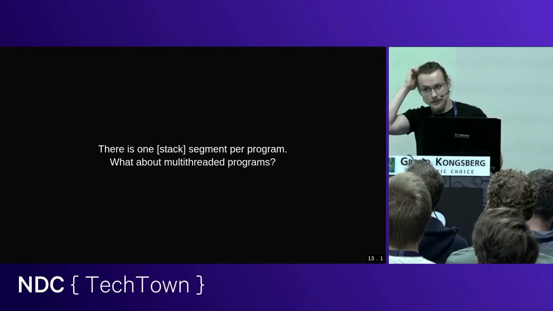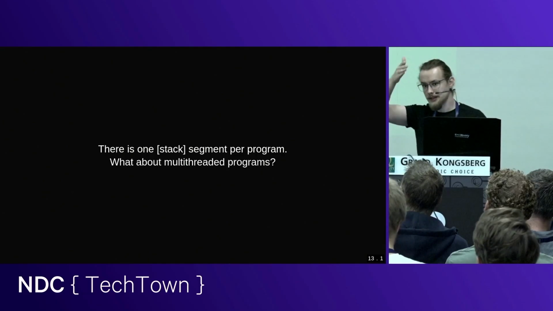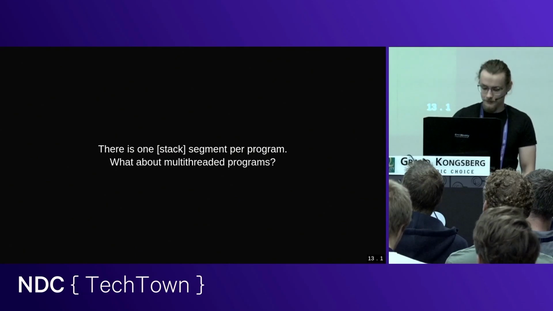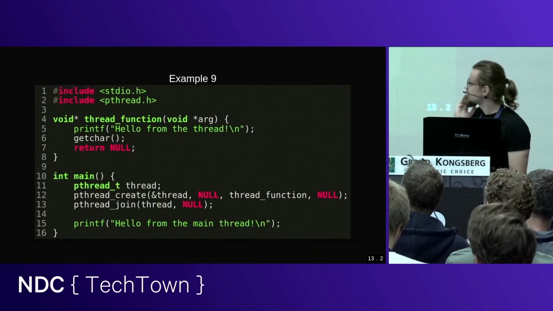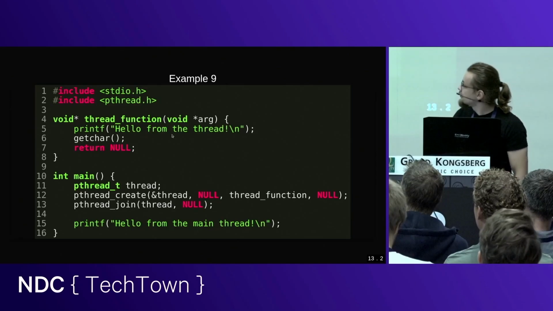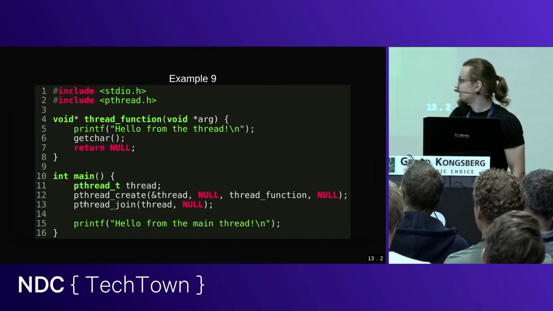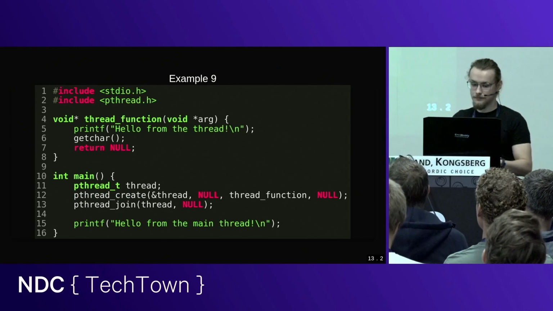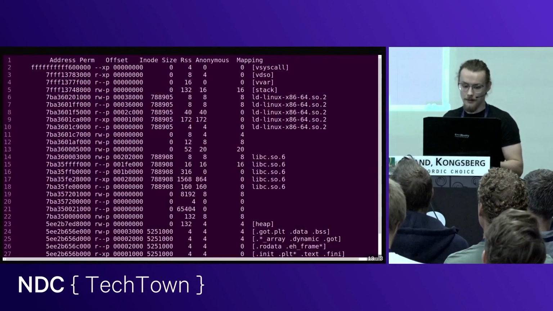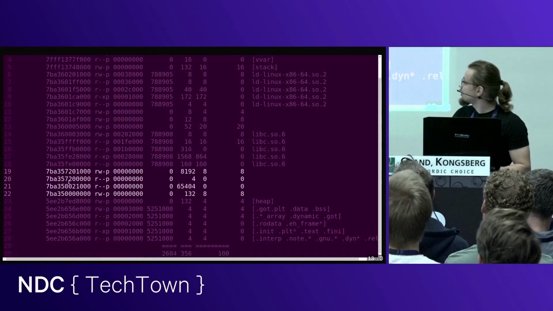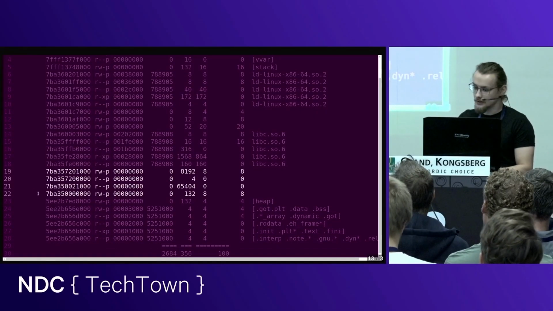There's one stack per program. But what about the multi-threaded programs? Because we know when we start threads, we have a stack for each thread, right? So I will have a program like this, just in C, and I have a thread function that will just print something, and I create a thread like this, pthread_create, and then I just join the thread. And if I do the pmap, I will have a little bit longer output, and there are new sections that have appeared.